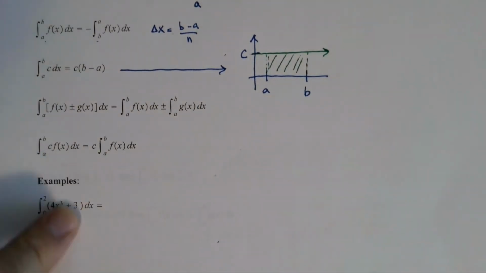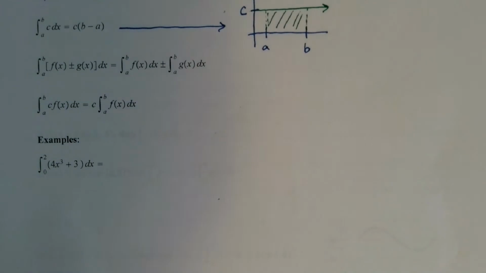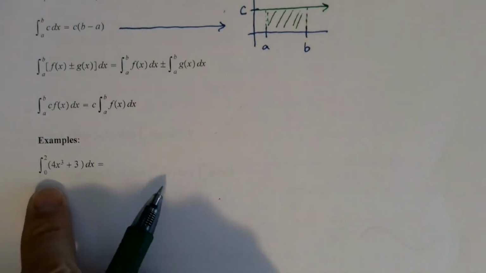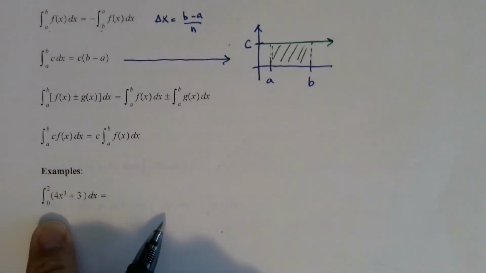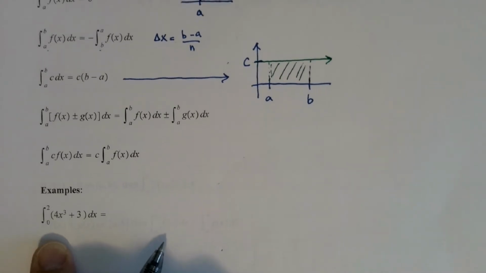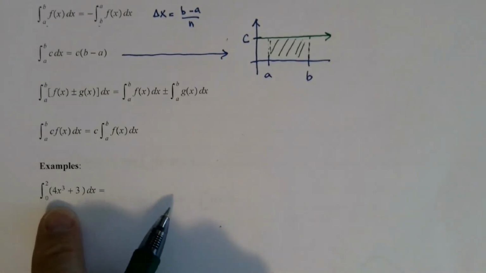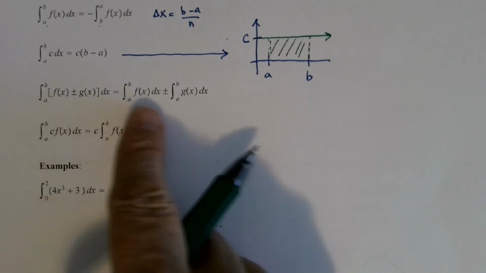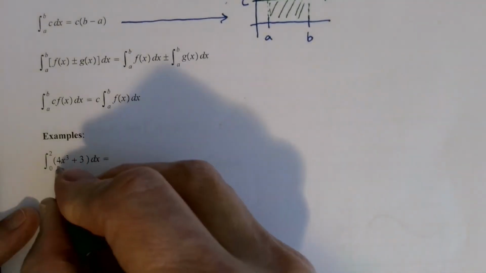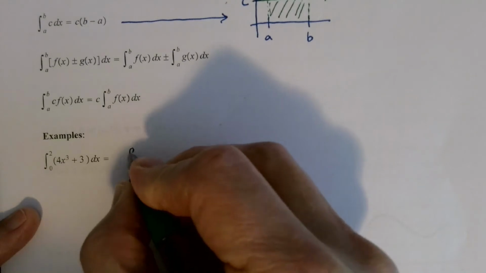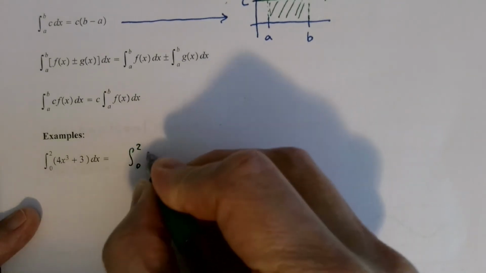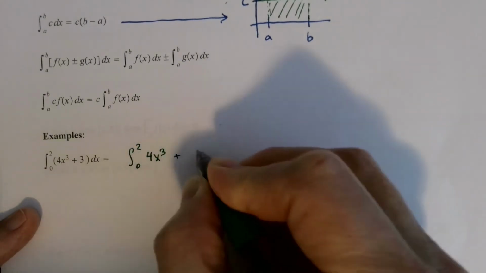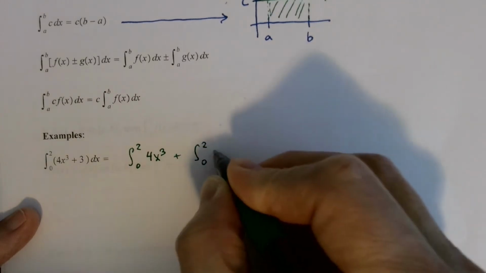Okay. So for example, what if I wanted to find this integral here? I can use the properties above to do that. And the first property I'll make use of is right here. If I'm adding two functions together, I can break them up into a sum of two integrals. So I have 4x cubed plus 3. I can write this as the integral from 0 to 2 of 4x cubed plus the integral from 0 to 2 of 3.